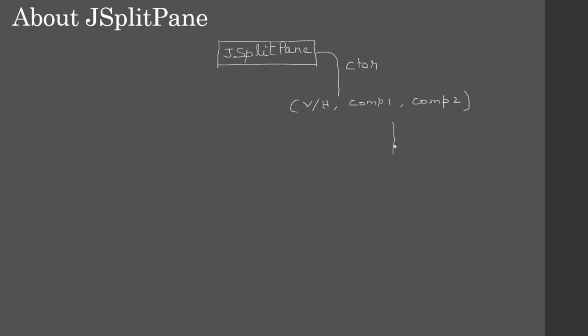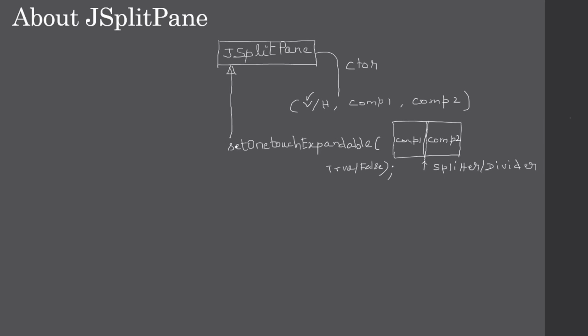Let's say our splitter is a vertical splitter. Once you construct it, you can see the splitter will appear like this. This one is the splitter and it is splitting two components, component 1 and component 2. We can call this a splitter or even a divider. Once the split pane is constructed, we can use some of its methods. You can make a call to setOneTouchExpandable. It expects a parameter, true or false. If you set true, in the splitter you will see arrows. We already saw this in the screenshot.